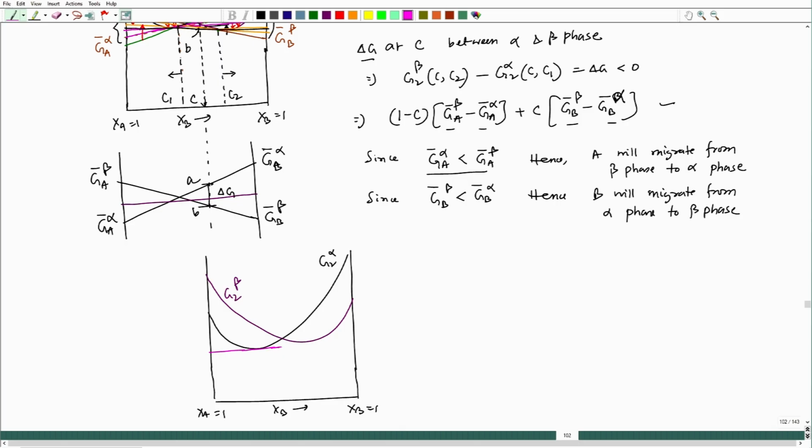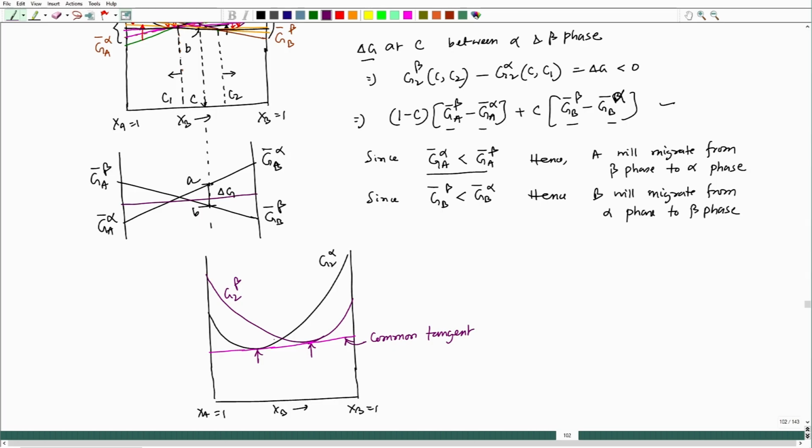So, now you see the tangent movement would be such that finally both the tangents over alpha composition and beta compositions, those 2 points, 2 tangents will merge with one single tangent. So, that is what it would become common tangent.